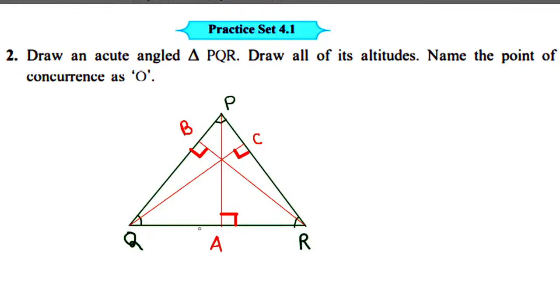All three altitudes, segment PA, segment RB and segment QC, are concurrent, and their point of concurrence is denoted by the letter O. This is also called orthocenter of the triangle.